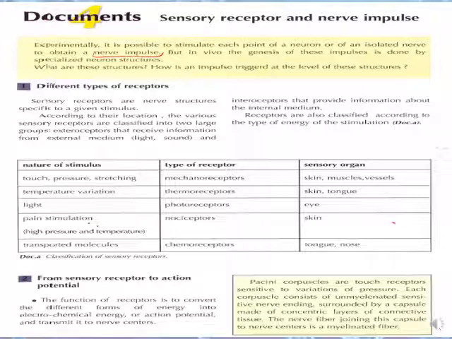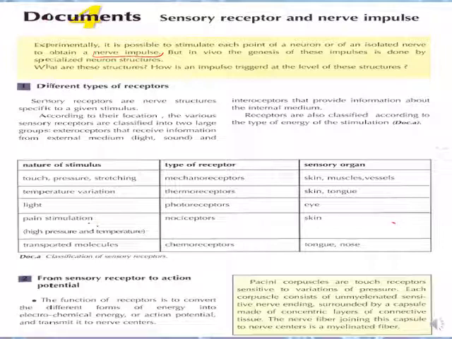For example, the ones that respond to touch, pressure, and stretching are called mechanoreceptors. The sensory organ may be the skin, muscles, and the vessels. Temperature variation, they are called thermoreceptors. The sensory organ is the skin and the tongue. The light type of receptor is called photoreceptor, mainly through the sensory organ, the eye. Pain stimulation, high pressure and temperature, is called nociceptors. They are present at the sensory organ of the skin. Transported molecules are detected by chemoreceptors in the tongue and the nose.